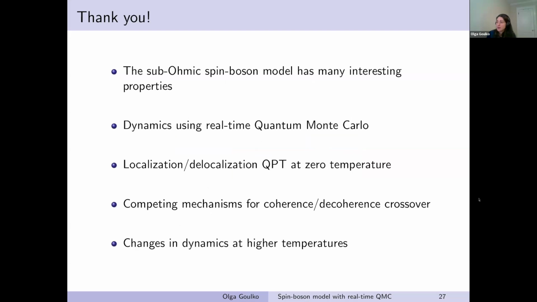So thank you very much for your attention. I hope I could convince you that the sub-Ohmic Spin-Boson model has many interesting properties and that its dynamics can be studied efficiently using real-time quantum Monte Carlo with the inchworm algorithm. We talked about the localization-delocalization transition at zero temperature, as well as two competing mechanisms for the coherence-decoherence transition or crossover. And we looked at how temperature changes the dynamics of the system. Thank you for your attention.